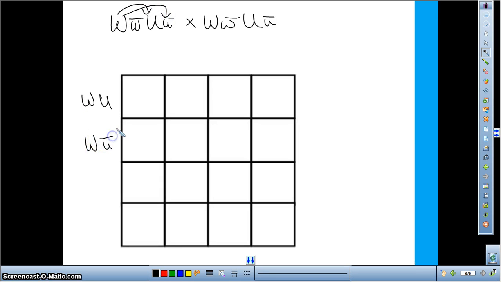Same process we just used on the Punnett square before this. The little w and the big U could end up together. Or the little w and the little u could end up together. Because the mom and the dad have the same genotype, we're going to have the exact same possibilities in the eggs as well as the sperm. So we can go ahead and write those across here.